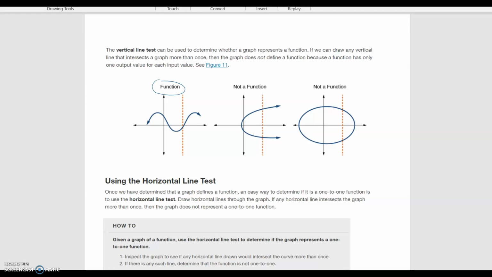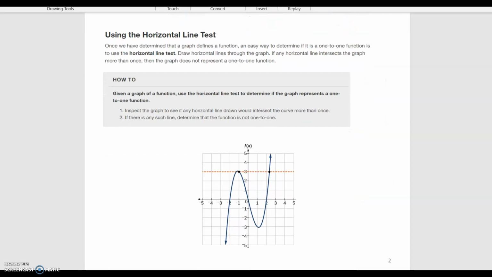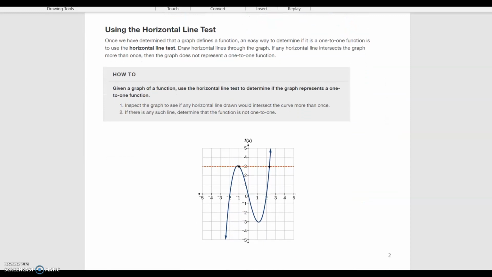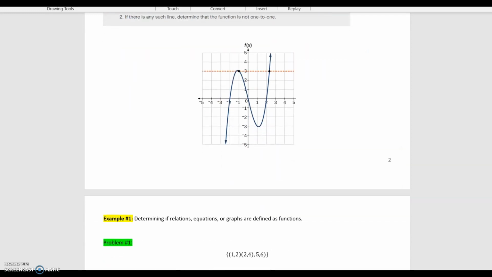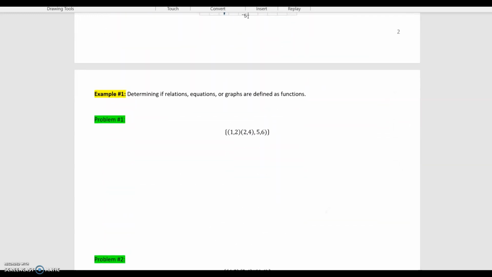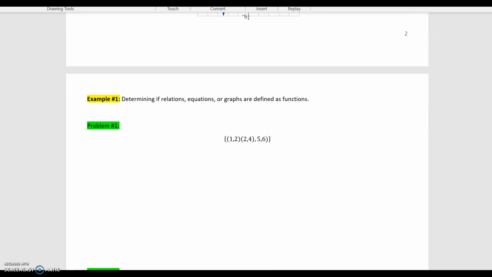So at the moment, we're going to be testing for functions, meaning every x has a unique y value. And then we're going to be looking at within the set of functions if they have the property one-to-one. And one-to-one means that if you draw a horizontal line, it only has a unique y intersection. Now, let's take a look at the first example. And what they want us to do here is to determine if the relation is defined as a function.